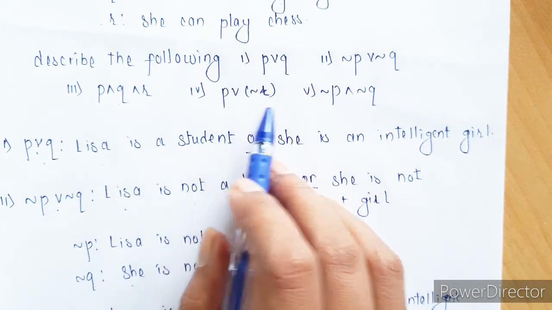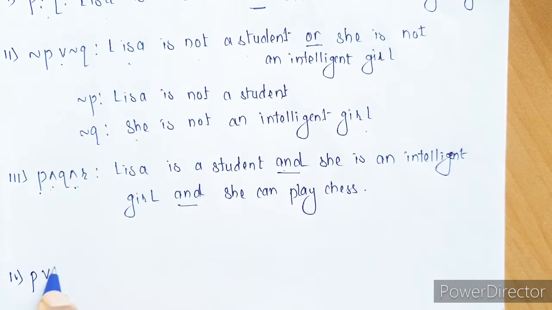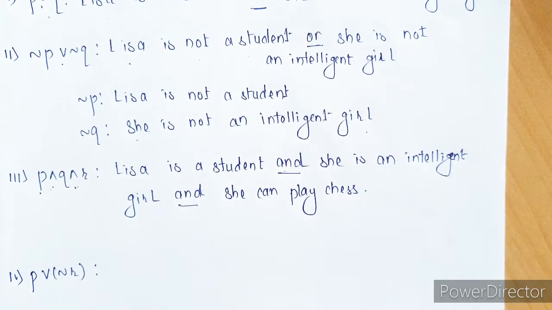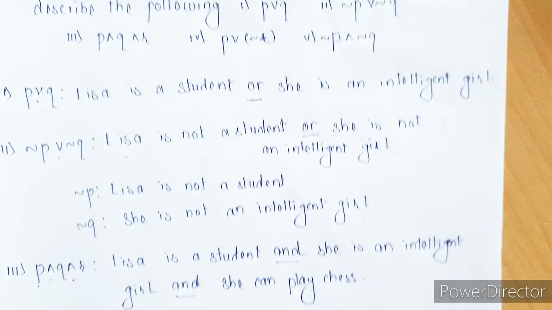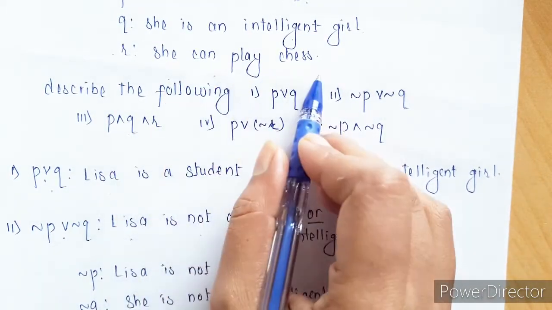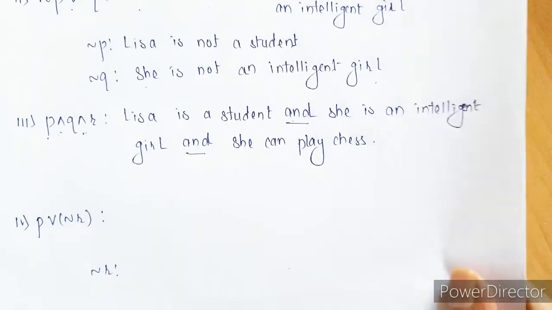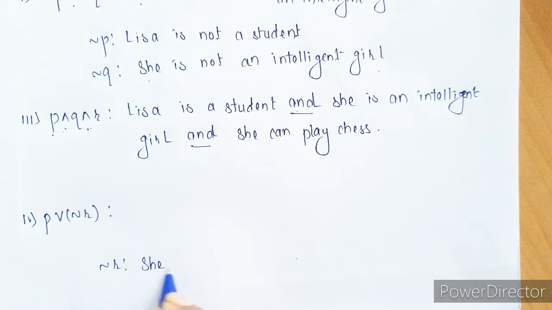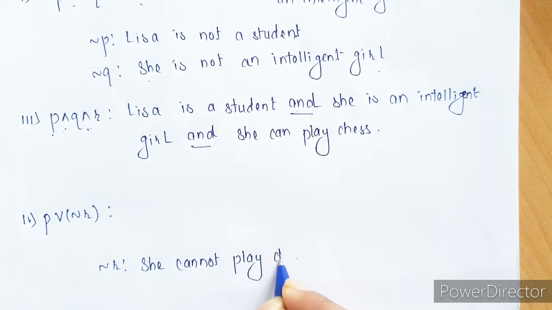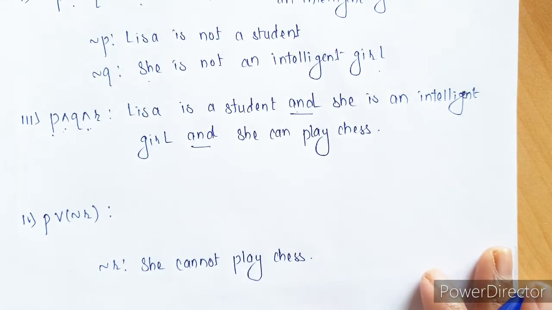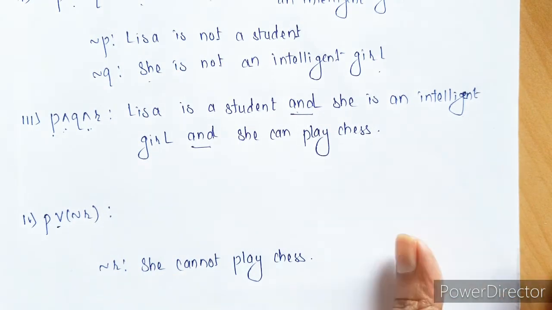In the fourth one we have P or negation of R. Now again we don't have negation of R, so let's write negation of R first. What is R? R is she can play chess. So negation will be she cannot play chess. Again, connecting P with negation of R using connective or, disjunction.